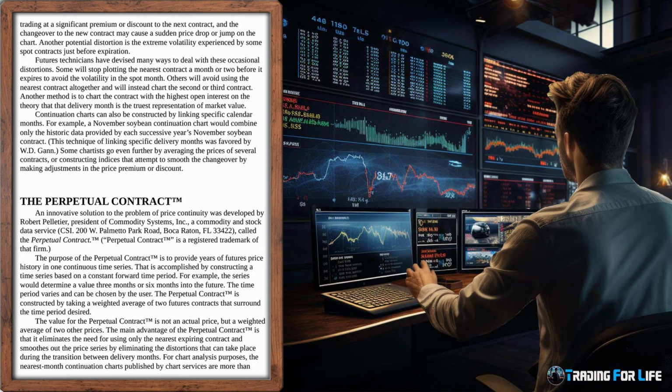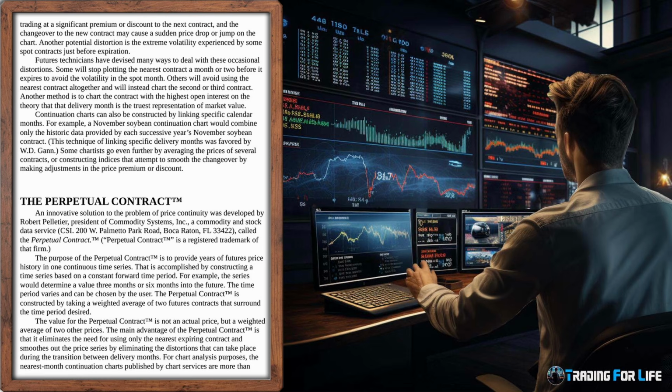Called the perpetual contract. Trademark. Perpetual contract is a registered trademark of that firm. The purpose of the perpetual contract is to provide years of futures price history in one continuous time series. That is accomplished by constructing a time series based on a constant forward time period. For example, the series would determine a value 3 months or 6 months into the future. The time period varies and can be chosen by the user.